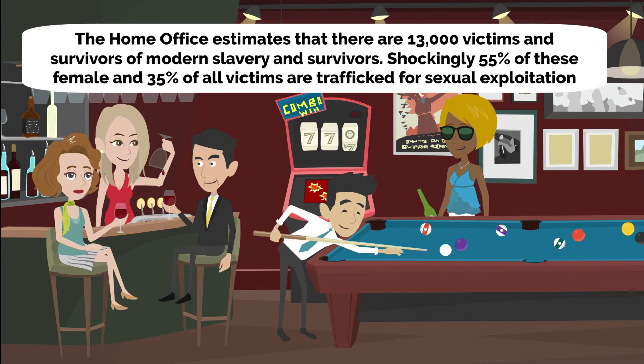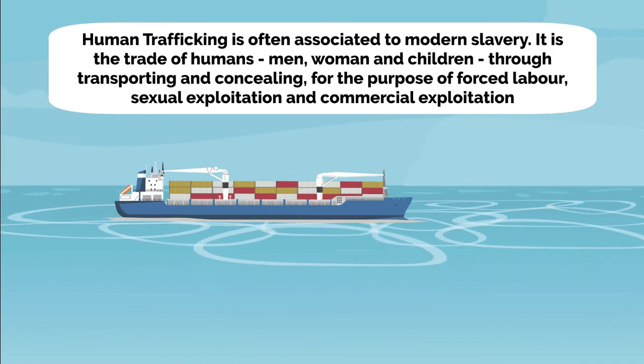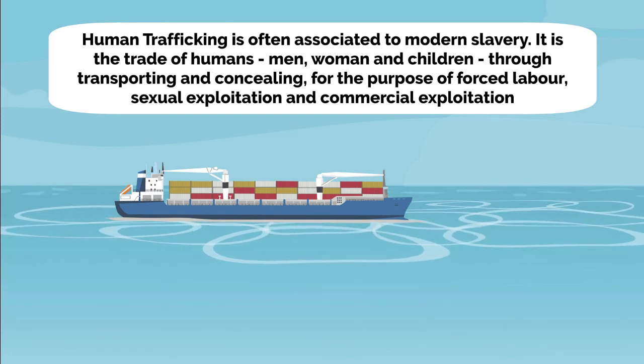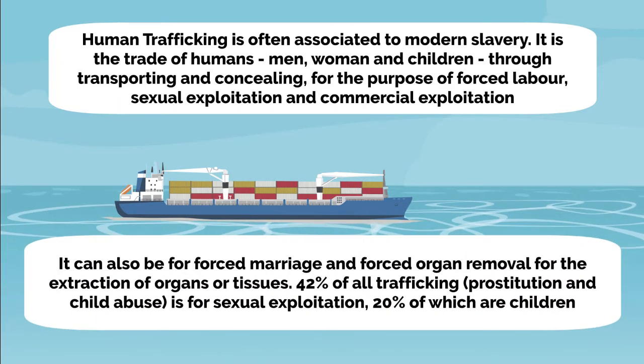Shockingly, 55% of these are female, and 35% of all victims are trafficked for sexual exploitation. Human trafficking is often associated with modern slavery. It is the trade of humans, men, women and children, through transporting and concealing, for the purpose of forced labour, sexual exploitation and commercial exploitation. It can also be for forced marriage and forced organ removal for the extraction of organs or tissues.